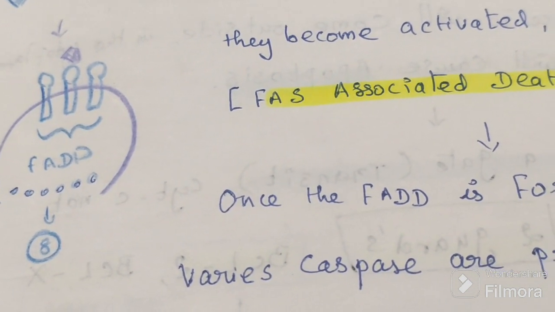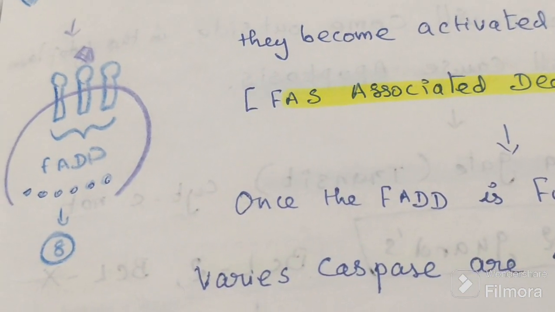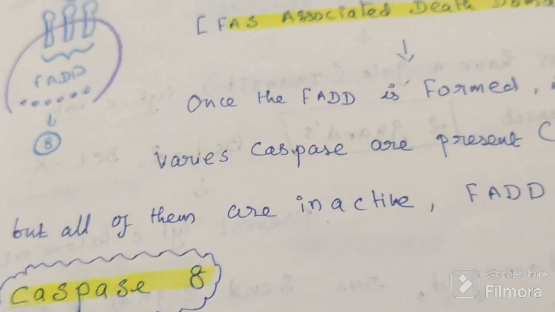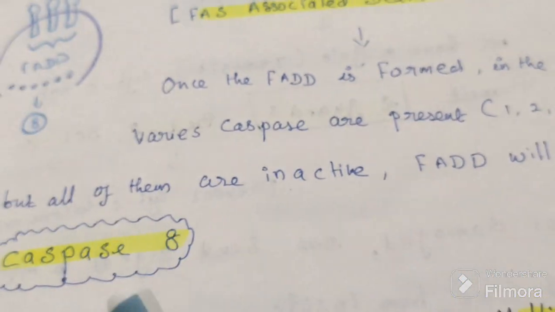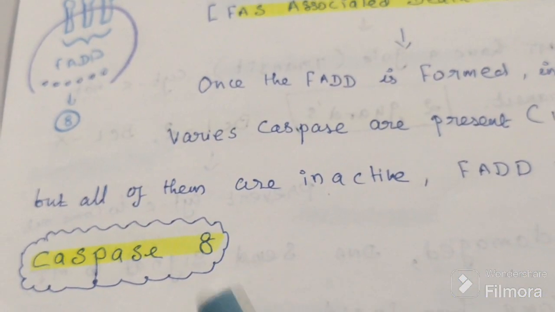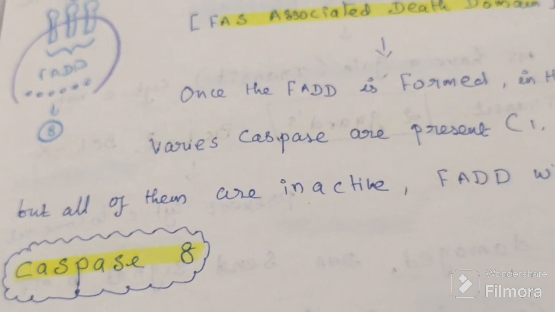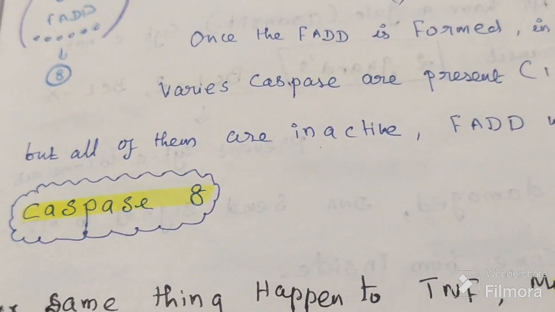We know caspases 1, 2, 3 and so on, but all of them are inactive. This FADD will activate caspase enzyme 8. So many enzymes are present, 1, 2, 3, 4 like that, but it will activate caspase enzyme 8. From the inactive state it becomes the active state. Now that caspase enzyme 8 is activated.